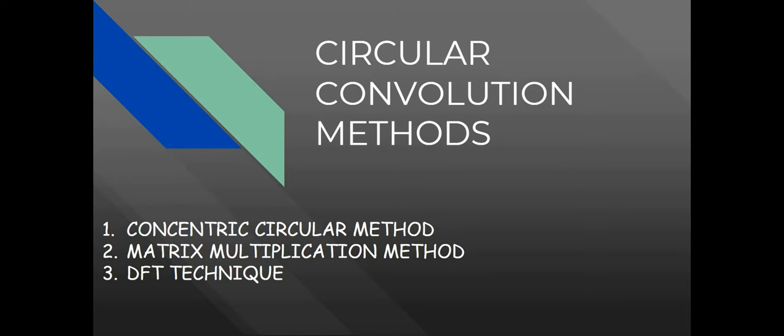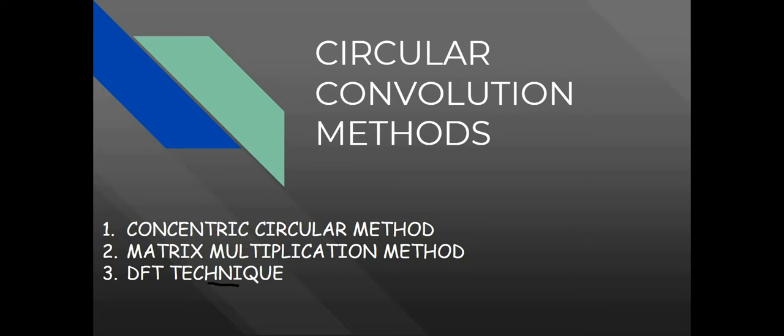Today we are going to see about the circular convolution method. This is an important topic in discrete time signal processing. So we are going to see what the methods are. It has three methods: concentric circular method, matrix multiplication method, and DFT technique. DFT technique is nothing but discrete Fourier transform.